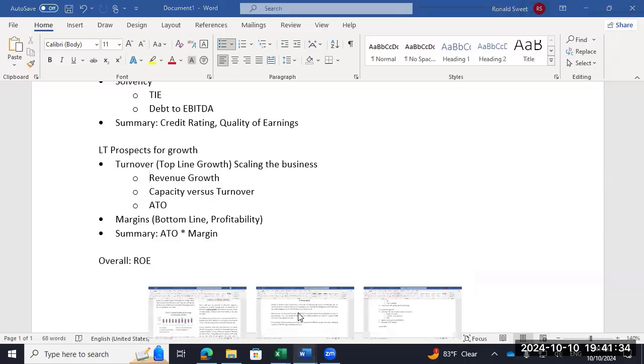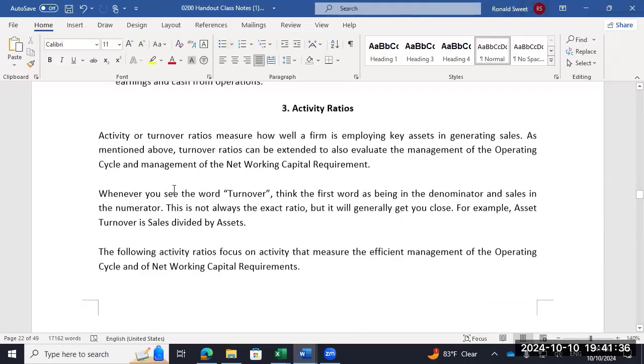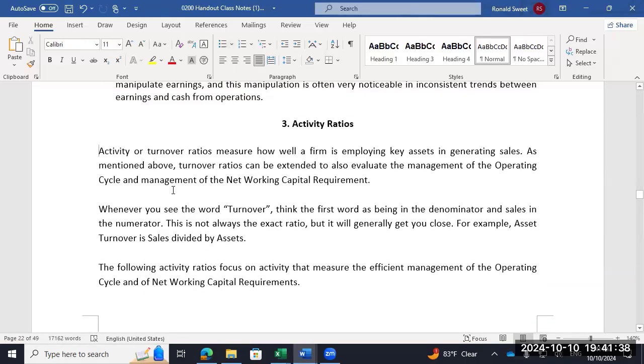So let's go to the class notes and let's talk about this. We call them activity ratios, turnover ratios. We're just talking about revenue, top line growth. There's so many different words. A lot of times activity ratios are closely tied to liquidity, because we're talking about how the firm manages the operating cycles. That's that activity going on.